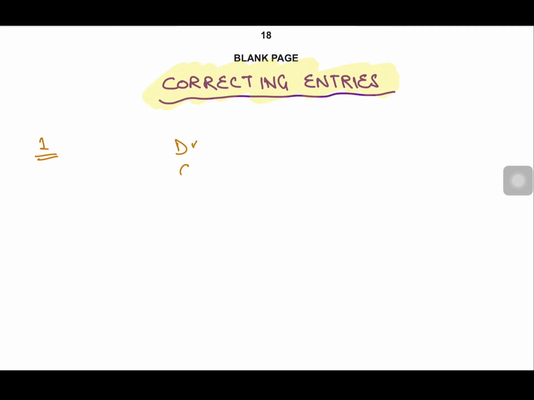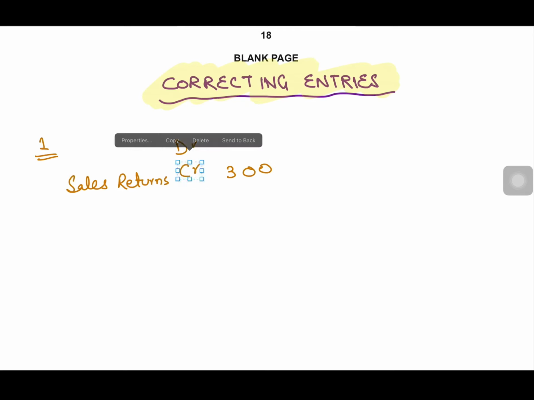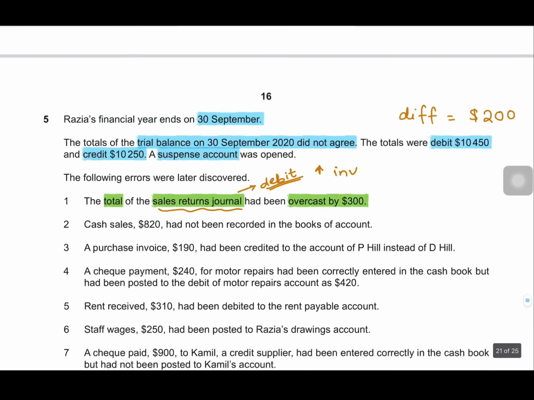Now what will be debited and what will be credited? First of all, you will be crediting your sales returns account in order to bring the balance to the original figure. So sales returns will be credited by $300, because sales returns has a debit nature, so in order to decrease it, we will be crediting it. Then the corresponding entry, to complete the double entry, the debit part will be your suspense account. Suspense account will be debited by $300 because there was a problem in just one account, and this has affected the balancing of the trial balance. So therefore suspense account will be debited.